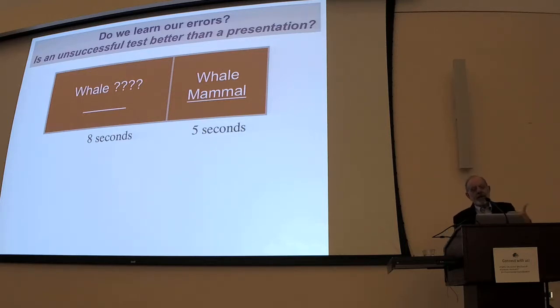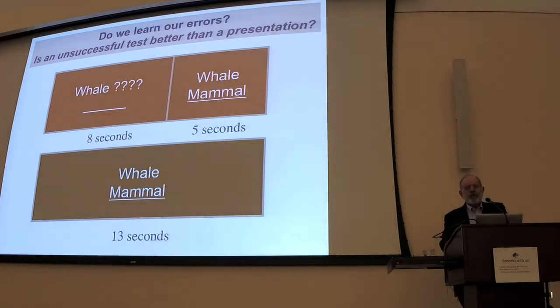Now we compared that with half of the items being like this: 8 seconds of trying to predict, 5 seconds seeing the right answer. In the other case, they spend the whole 13 seconds seeing the right answer. And then at a delay after all the pairs, we show them whale in this case, and they have to try to produce the target.